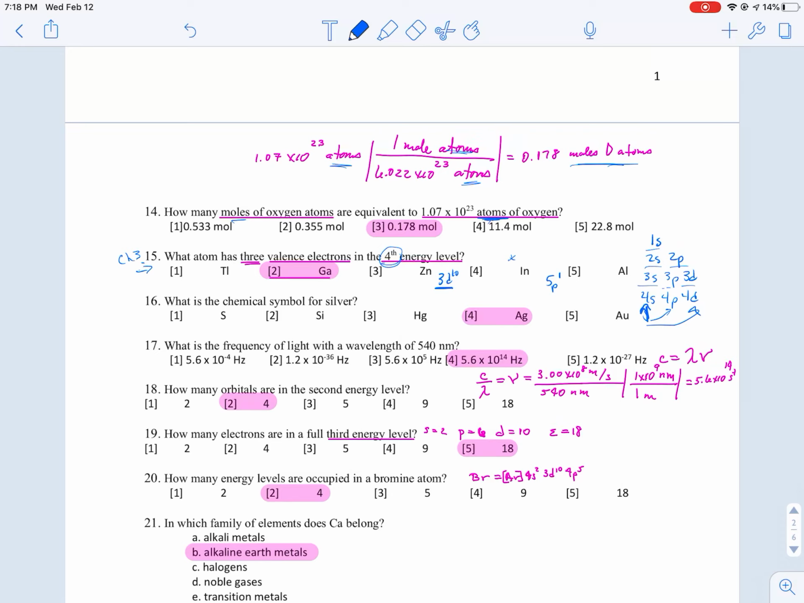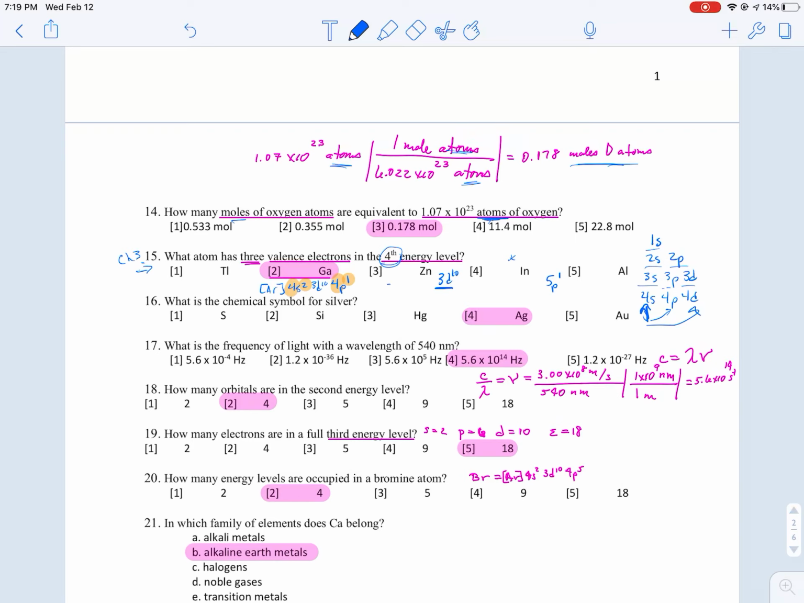Gallium. I'm just doing the noble gas core on these. So this is argon, and then we have 4s2, and then we have 3d10, and then we have 4p1. This is going to be the best way to do it. You're going to want to write the configuration for all of these guys, now that I'm thinking this through. So here's the 4, and here's the 4. So we have a total of 2 plus 1, which is 3.